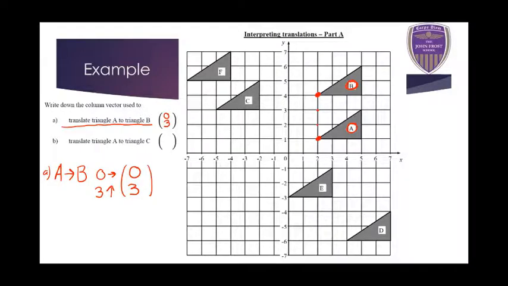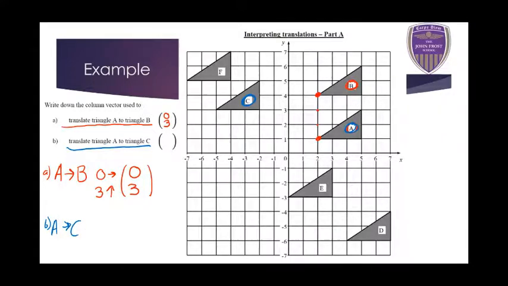Just like that. Okay? For part B now, let's use a slightly different color again. So B, we're trying to translate triangle A to triangle C. Okay, so we've got triangle A here. Triangle C is all the way over here. So we're looking for A to C this time.